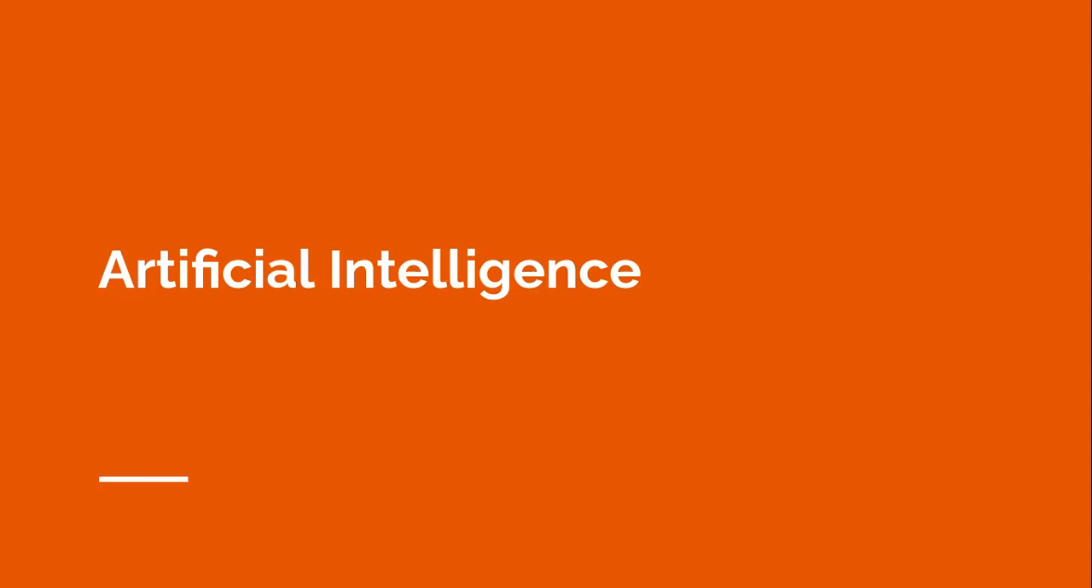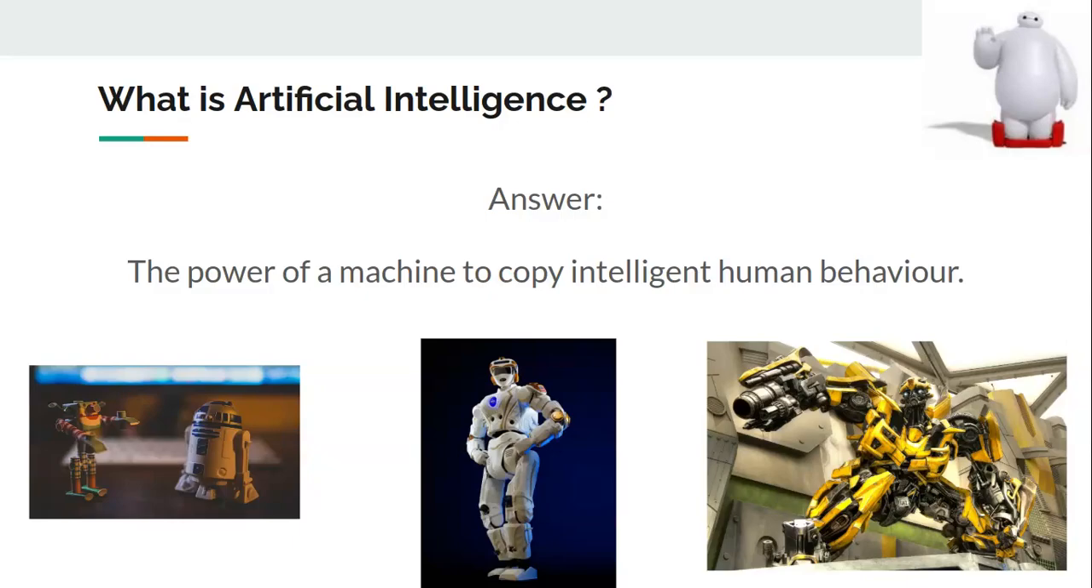Artificial intelligence, when people hear about it, they have this impression that this is something that is really huge, something that we cannot understand. So, what is artificial intelligence? The answer is the power of a machine to copy intelligent human behavior. If a machine or a device or a software has that capability to copy intelligent human behavior, then that can be called artificial intelligence. It's artificial, man-made, right?